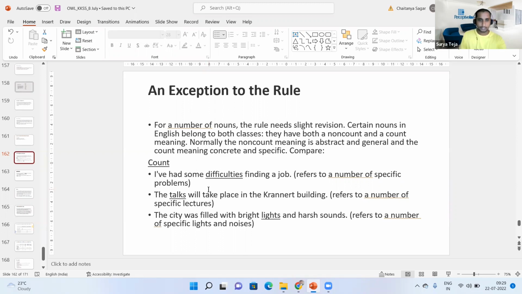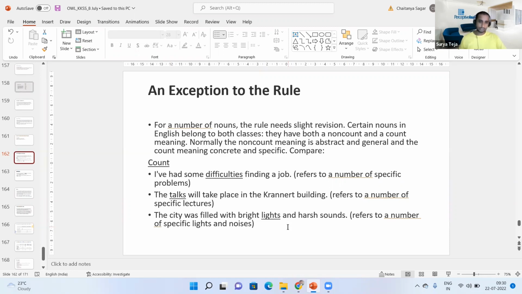If you see the second example, the talks will take place in the granite building. A single talk usually cannot be distinguished in general, but multiple talks can be distinguished if we are talking about a specific thing. With the granite building, they are talking about talks specifically about the granite building. That is why we have put this non-count noun in a count sense. The city was filled with bright lights and harsh sounds. This is talking specifically about that particular city and the lights and noises in it. Even though these are non-count nouns, they are used in a count sense here.